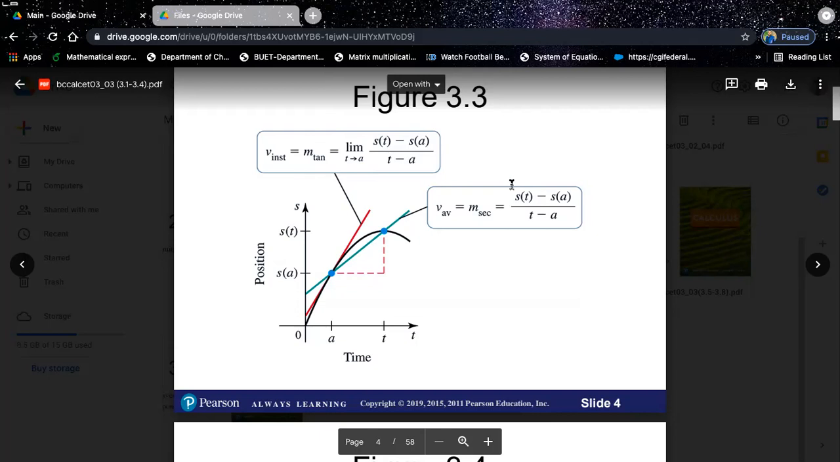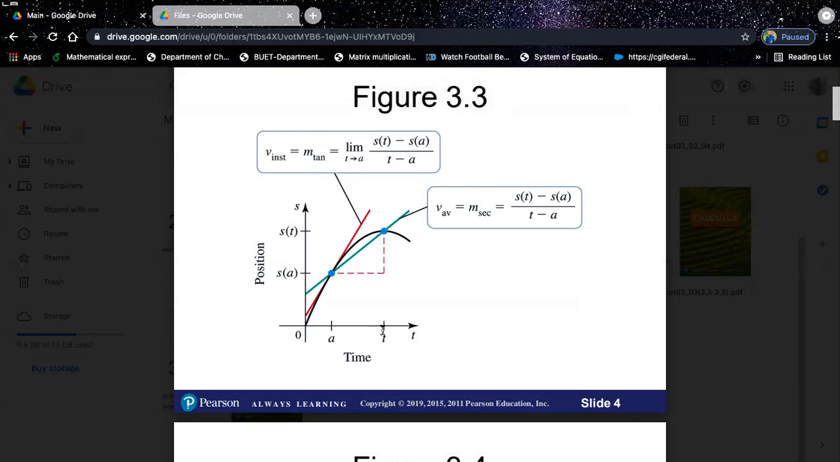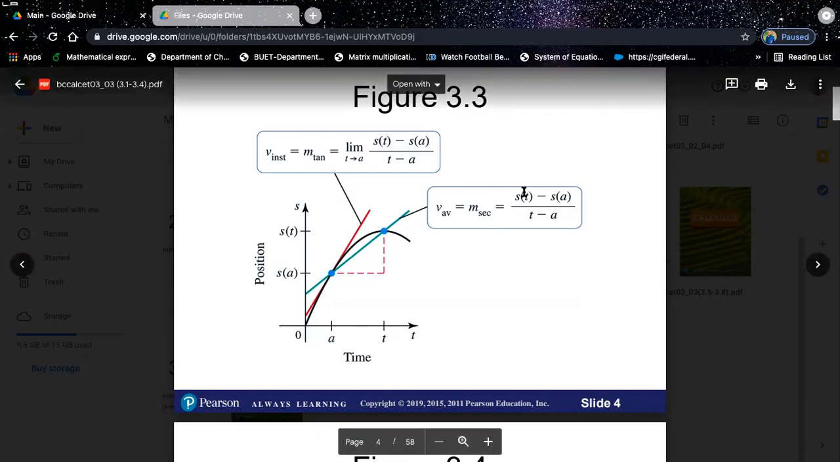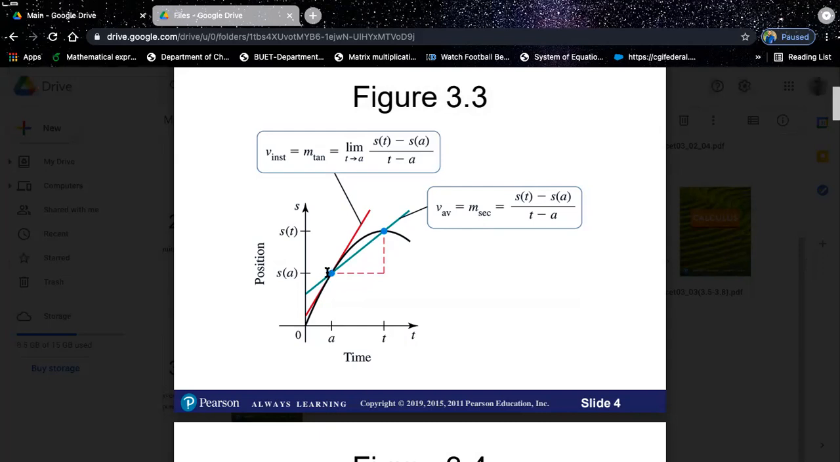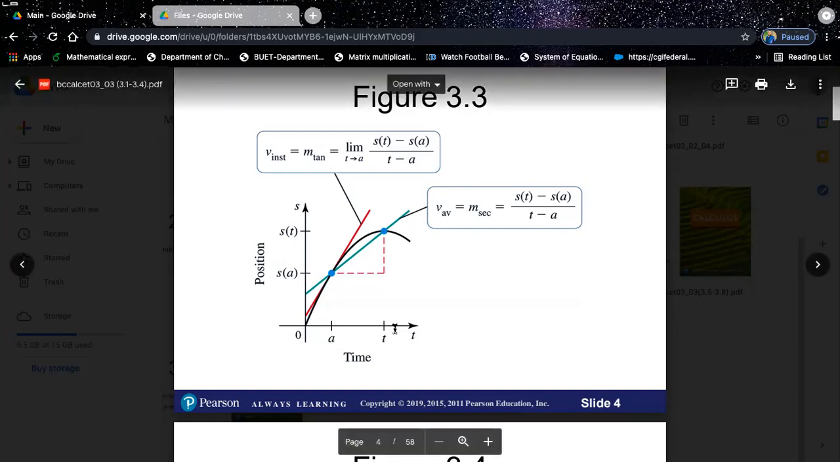We know the secant line has this definition. If you have 2 points, let's say at a and at t, then the slope of the secant line is the difference of the functional values. So S of t minus S of a. S of t is this bluish circle, and S of a is this bluish circle. The difference between these two is this part of the straight line, divided by the difference of these 2 points, t minus a. We know the definition of the slope of the secant line, right?